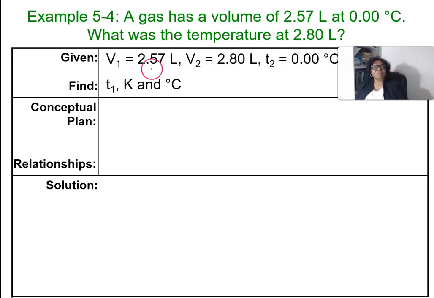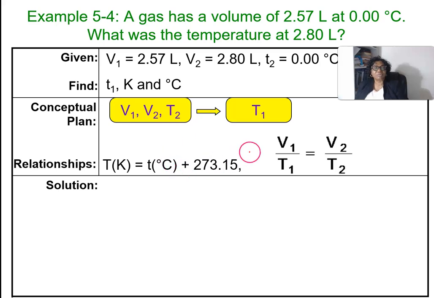So this is what we got. V1 equals 2.57 liters. V2 is 2.80 liters. T2 is 0 degrees Celsius. So we want the temperature, T1, in degrees Celsius. Then we can convert it to Kelvin. It's given in degrees Celsius, so you have to convert it to Kelvin, please, because our calculations are in Kelvin, not in degrees Celsius.